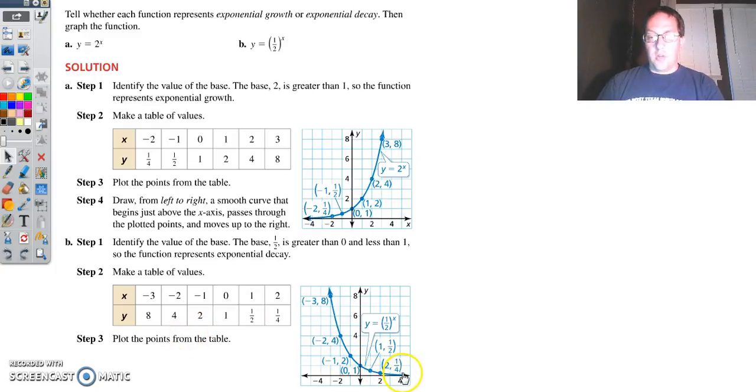Notice it gets very close to 0, but it never actually reaches it, because it doesn't matter what this exponent is, no matter how big this gets, it's never going to make the function equal 0. Same thing over here, no matter how small this is, it's never going to actually equal 0. All right.